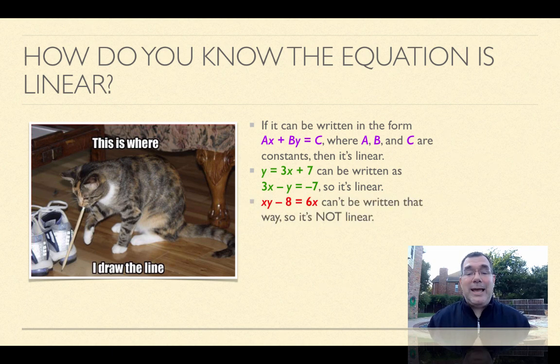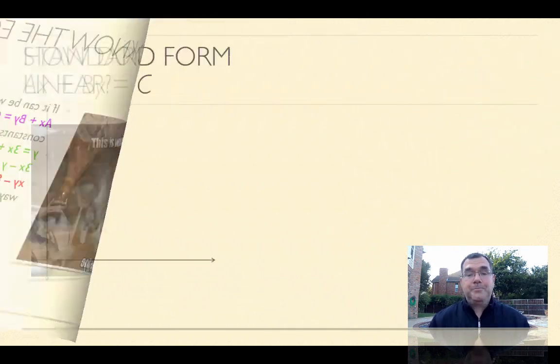However, if I have something like xy minus 8 equals 6x, that xy term at the very beginning, I can't split that into an x term and a y term, so this is not a linear equation.